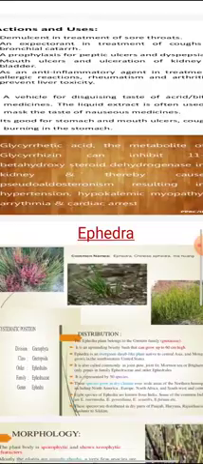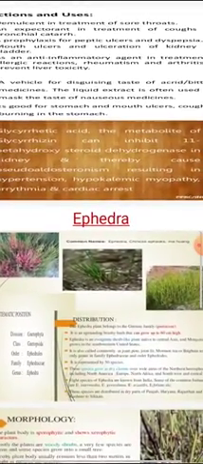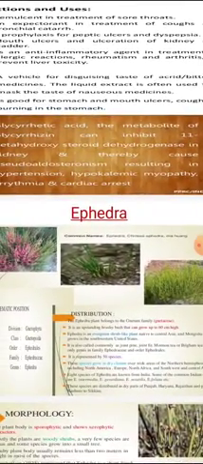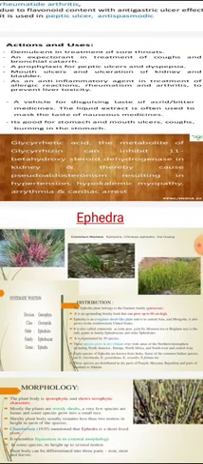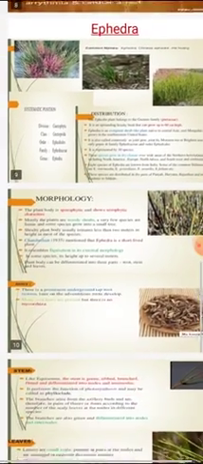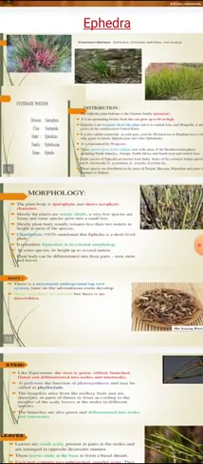Then it is a good vehicle for disguising the taste of acrid and bitter medicines. So coatings are made. The Ayurvedic tablets or allopathic ones, there sweet coatings are there. So commonly this is the licorice, you remember this is the good one. Then the second example in our syllabus is the ephedra.